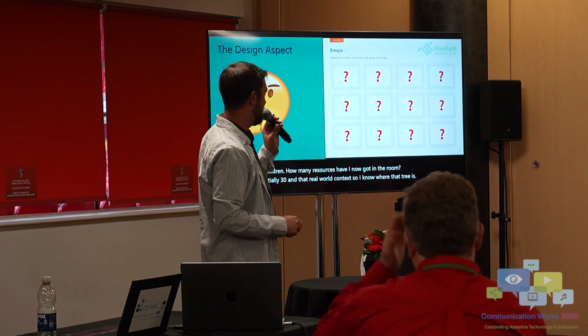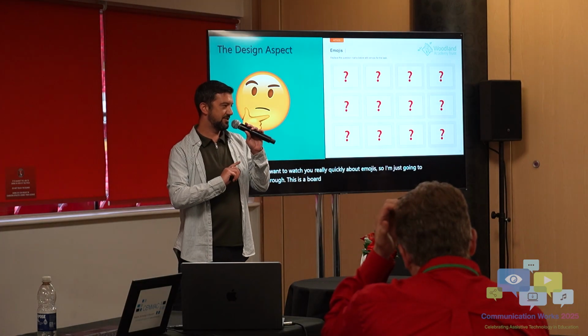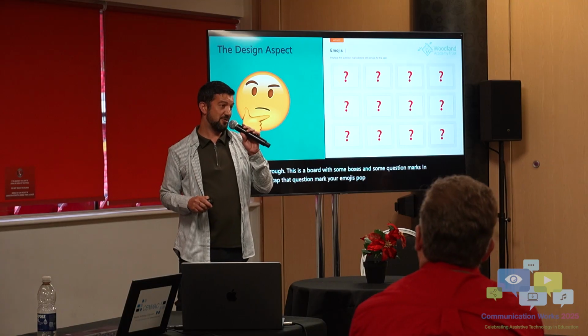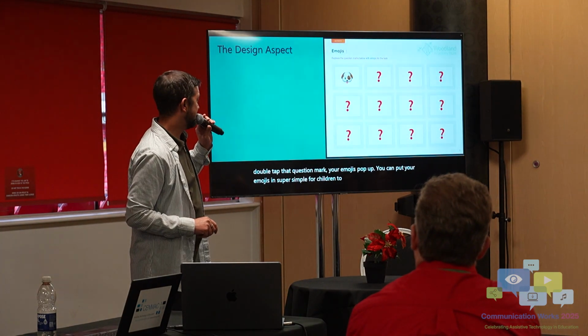Now I want to talk to you really quickly about emojis. I'm just going to skip through this. This is a board with some boxes and some question marks in. Double tap that question mark, your emojis pop up, you can put your emojis in. Super simple for children to use, next to no time for a teacher to make.